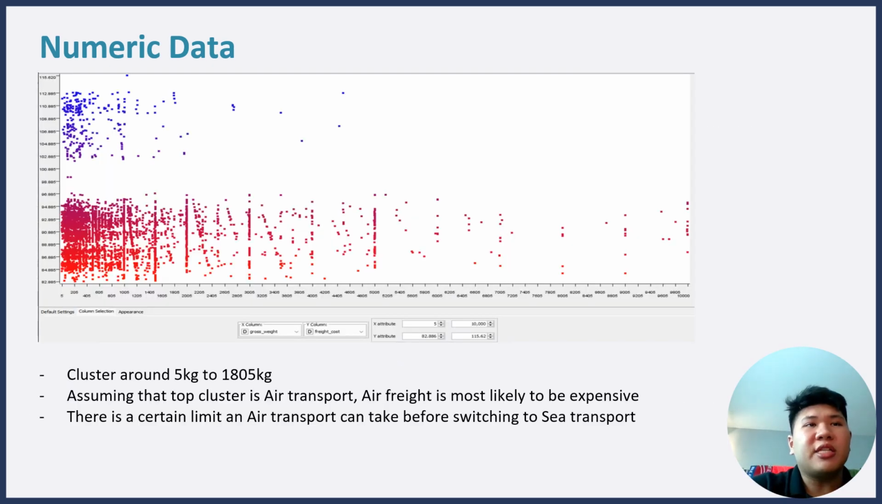For the second numerical data, it is compared between the gross weight and the freight cost. Clusters range from 5 kg to 1,805 kg, assuming that the top cluster is air transport. Air freight is most likely to be expensive. Now, the last point is that there is a certain limit that air transport can take before switching to sea transport.